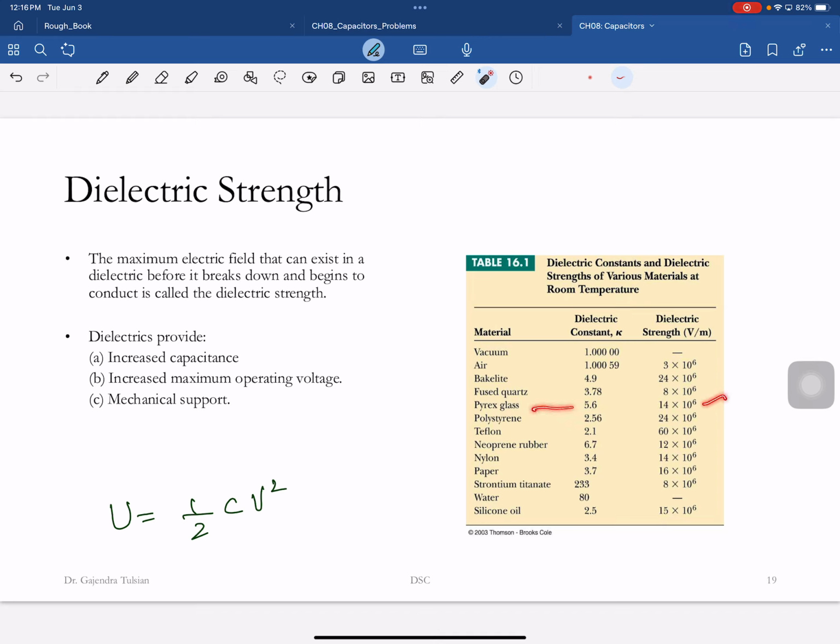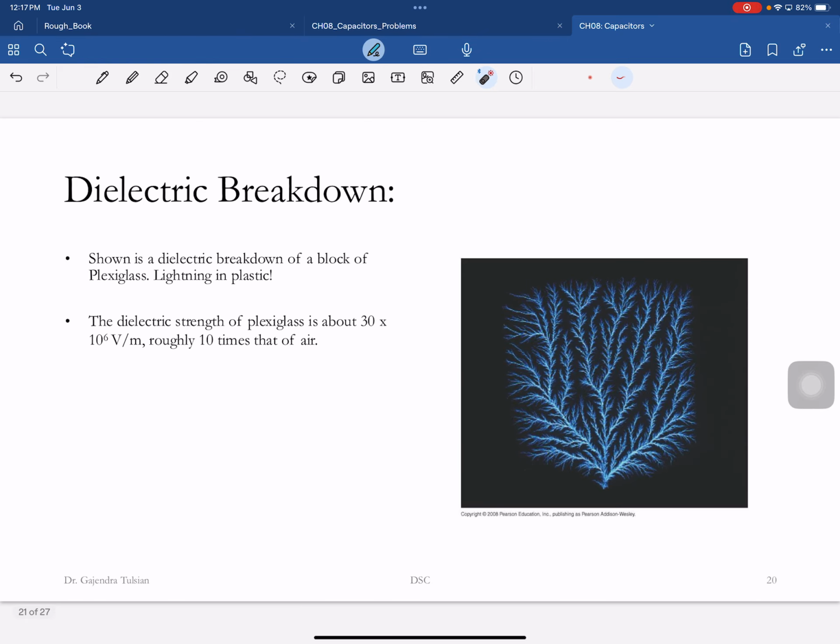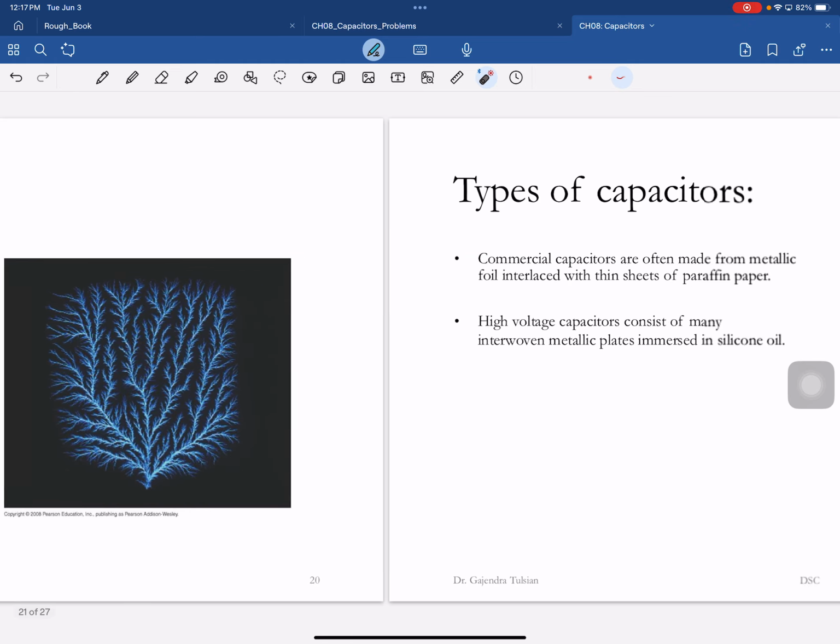For glass, it's about 5 times greater. For Teflon, 20 times greater. Okay. And so on. Silicone oil, 5 times greater. You can break down any material, okay? Meaning you can create lightning in any material. So the dielectric strength of plexiglass is 10 times that of air.